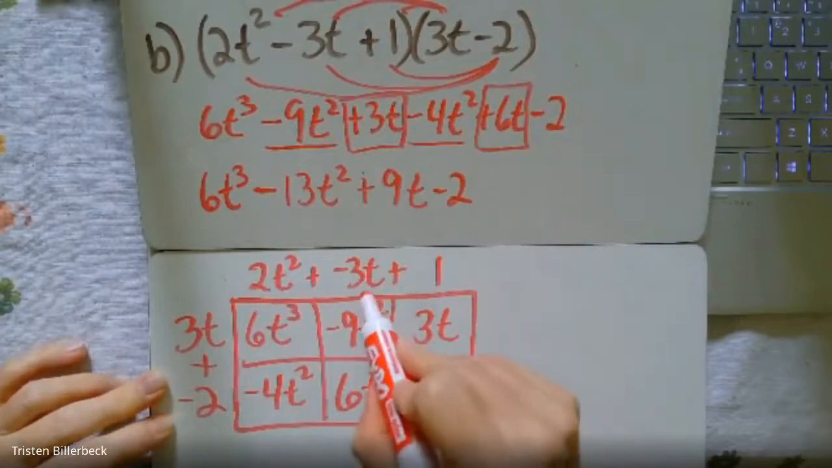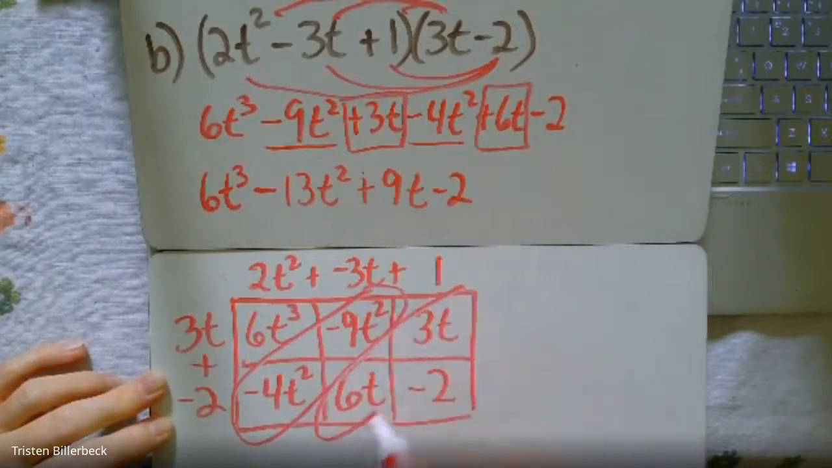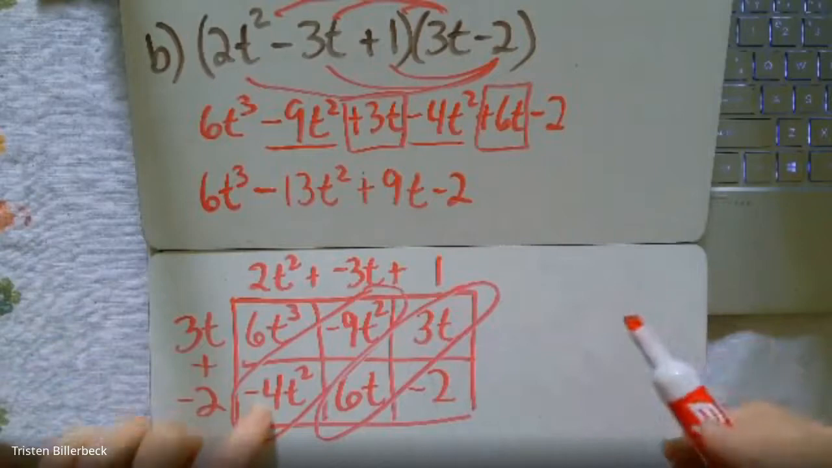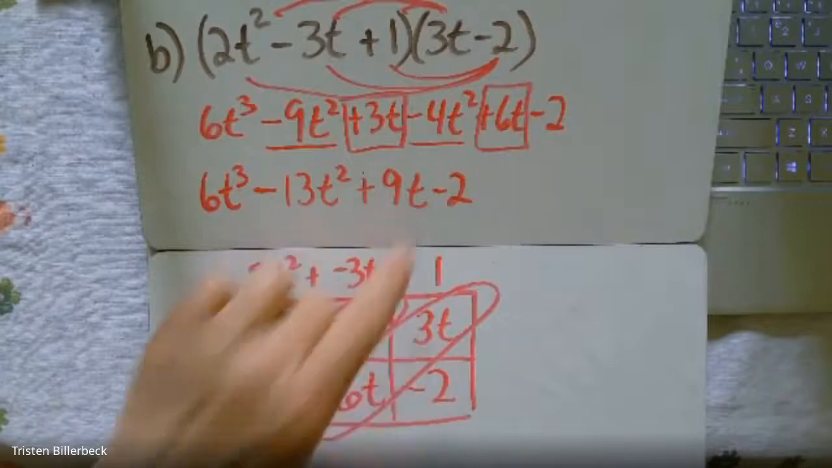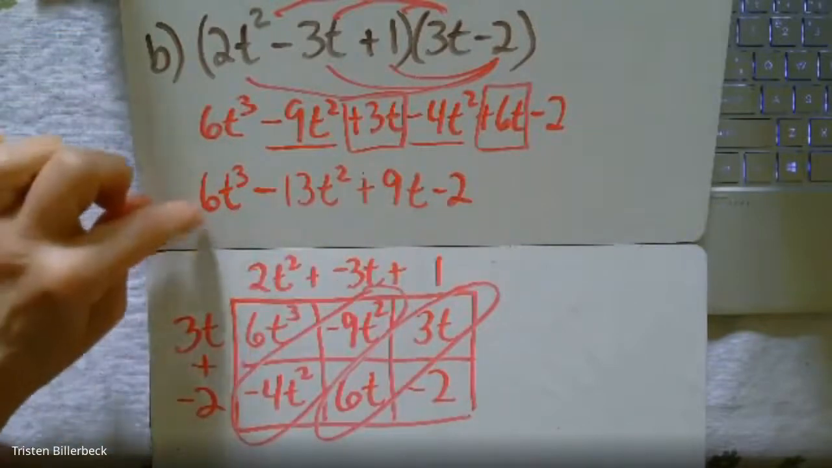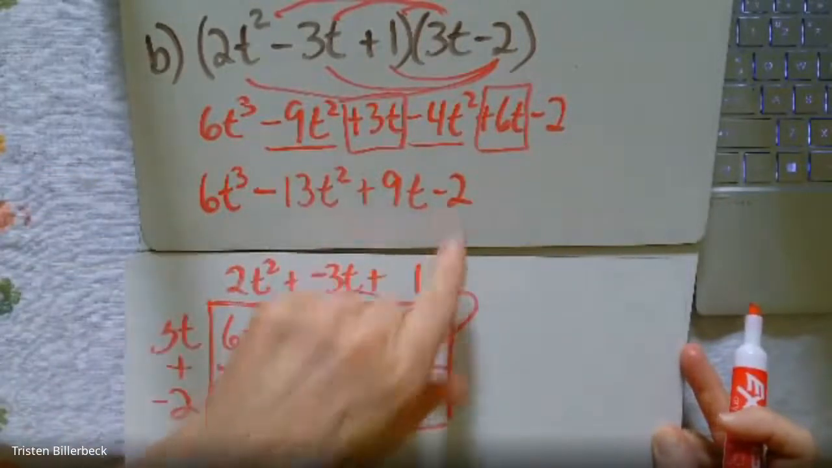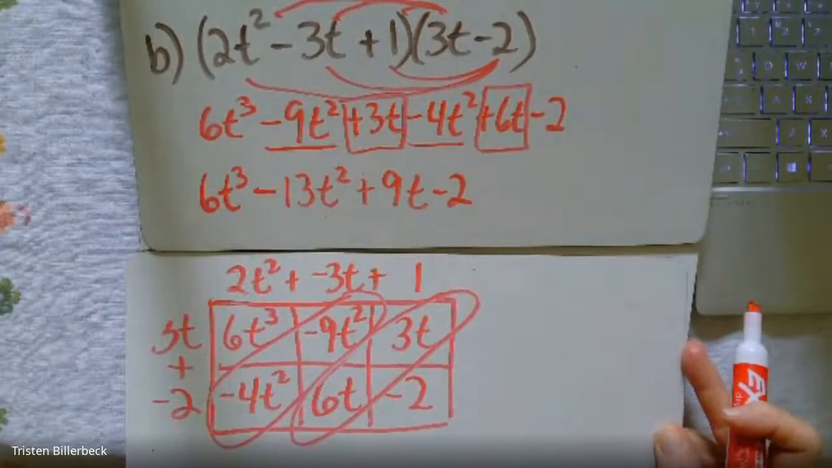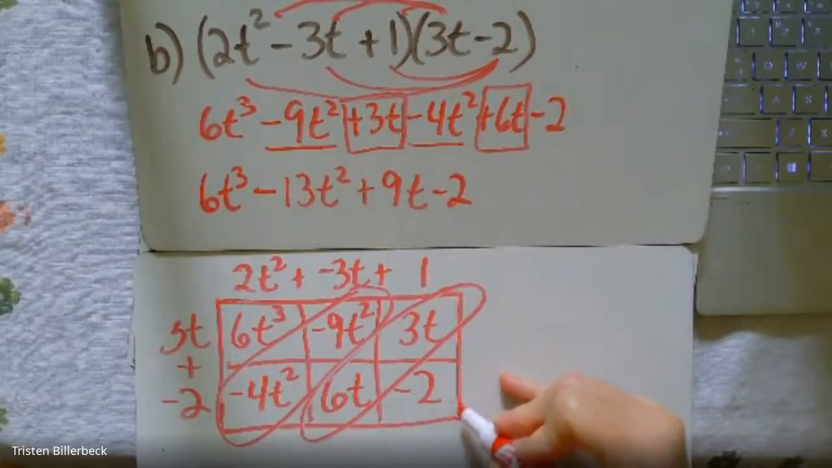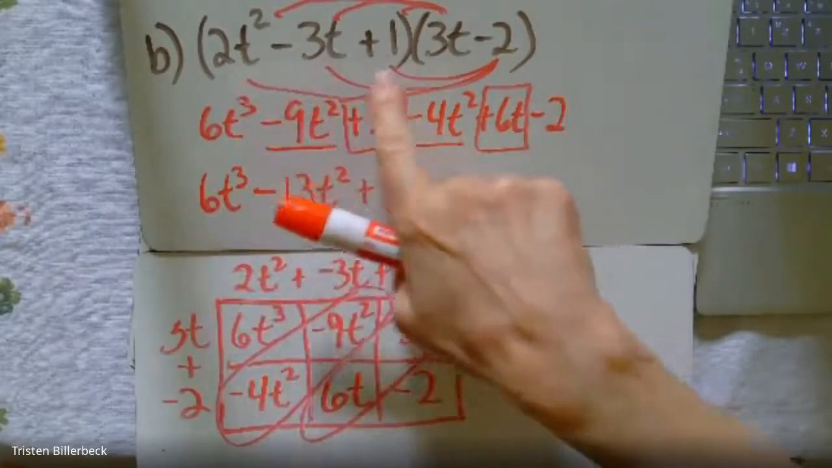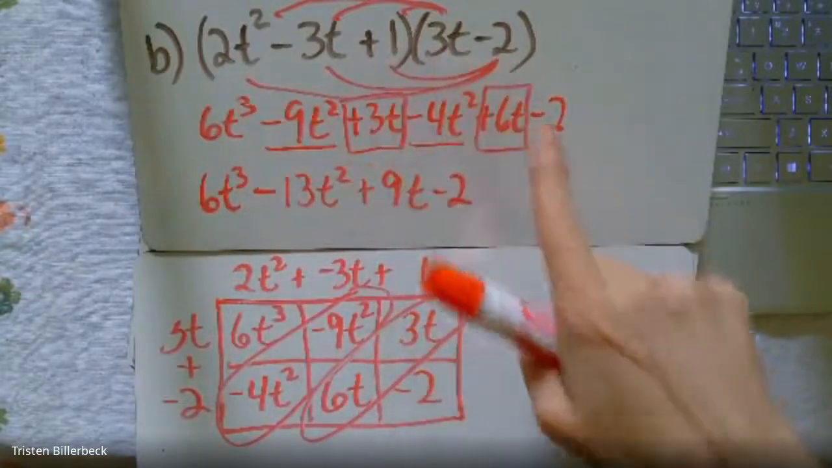So here we can quickly see these are like terms on this diagonal. These are like terms on this diagonal. So when we add these two, we get a negative 13t squared. Add these two, we get a 9t. And we see we have 6t cubed right here and negative 2 right there. All right, so this is a really nice technique to use when we start using trinomials. Tri is 3, so 3 numbers. Trinomial, binomial, 2 numbers.